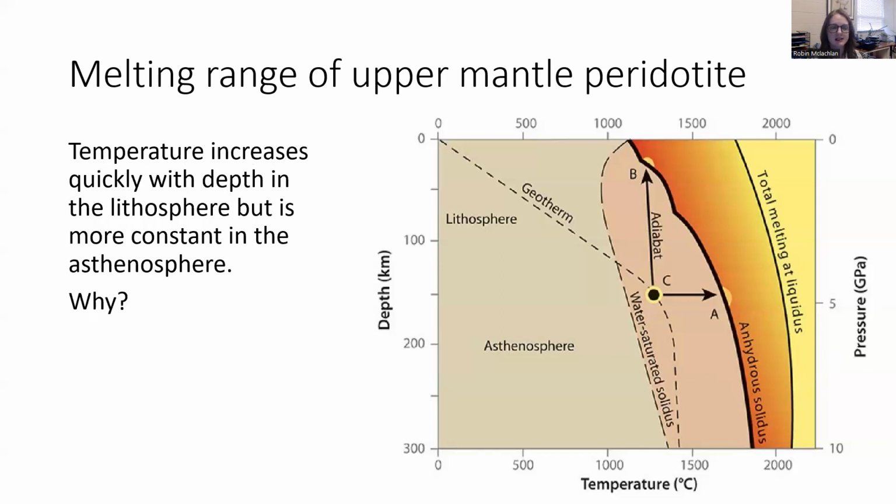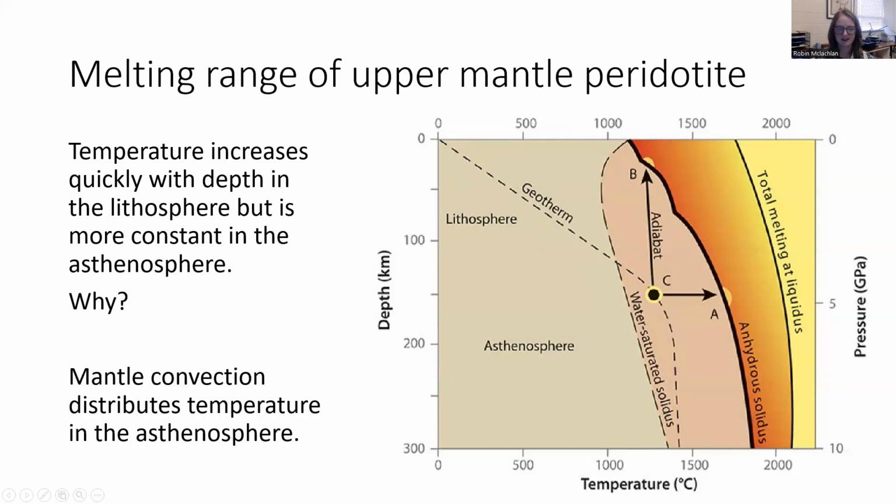So temperature increases quickly with depth in the lithosphere, but is more constant in the asthenosphere. Notice that the slope of the geotherm is closer to horizontal in the lithosphere. The line gets basically vertical, doesn't change very much in the asthenosphere. Why do you think that is? Well, that's because of mantle convection. Mantle convection in the asthenosphere is basically mixing up the temperatures and causing temperature within the asthenosphere to be more constant.